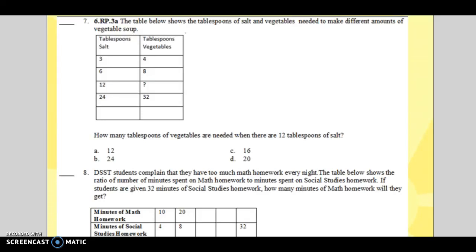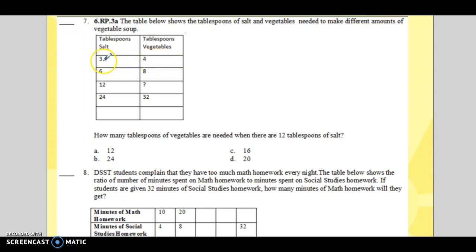Number 7. The table below shows the tablespoons of salt and vegetables needed to make different amounts of vegetable soup. Let's take a look at this fancy little table here. Salt and vegetables. It looks like salt we're counting by 3s. Vegetables we're counting by 4s.